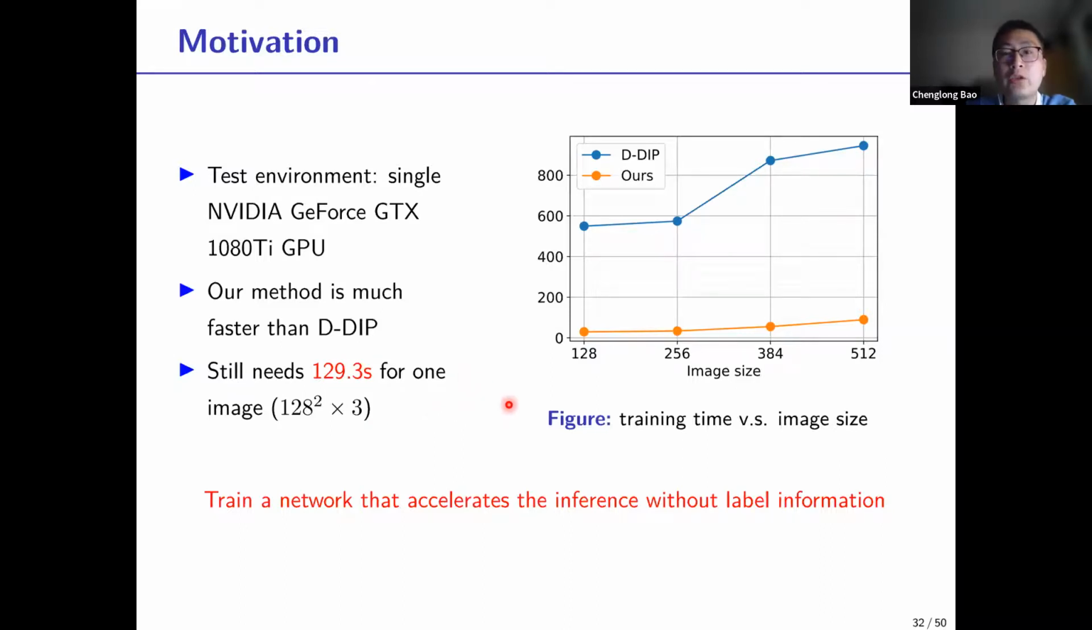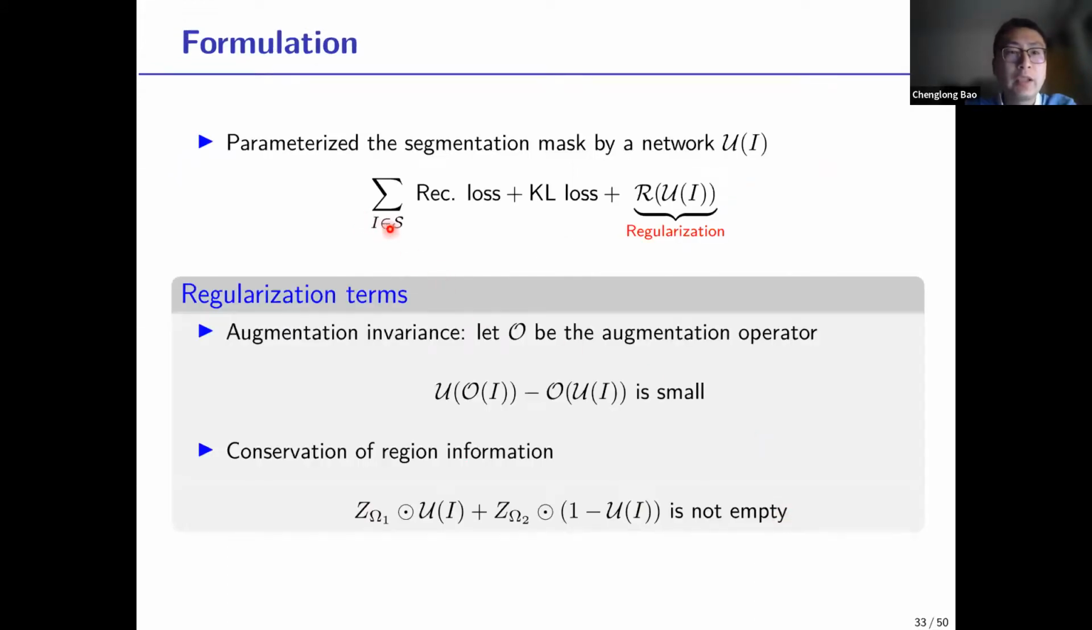So we are considering training a neural network on a noisy dataset. Once we can train this neural network, we can directly infer the segmentation mask, and this will significantly accelerate the inference speed. But note that we don't have any labeled information; we are only given a set of noisy images. In this case, we can use the previous model, which contains the reconstruction loss and KL loss, plus the summation over these observation images. But we parameterize the segmentation mask by a network, where the input is the noisy image and the output is a segmentation.